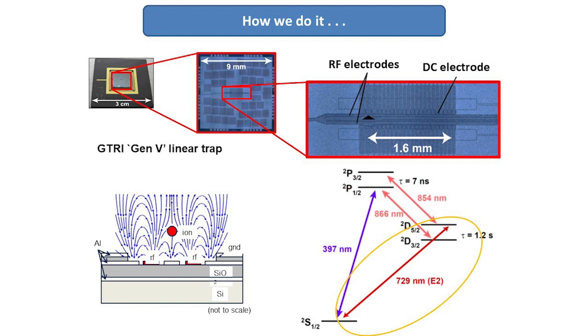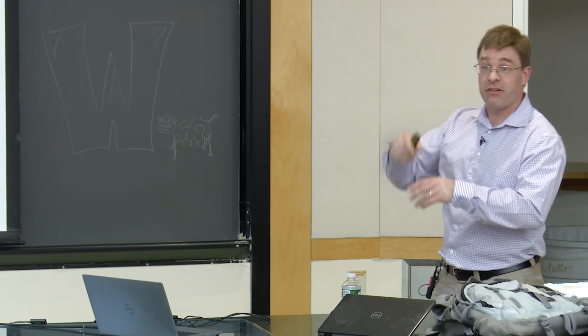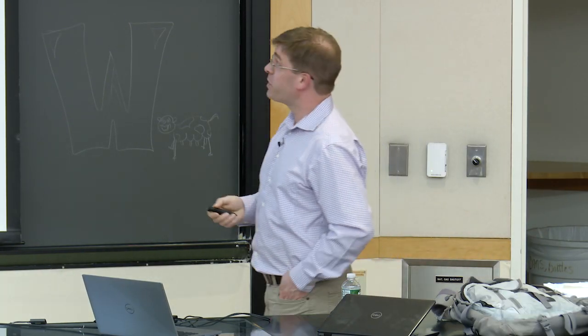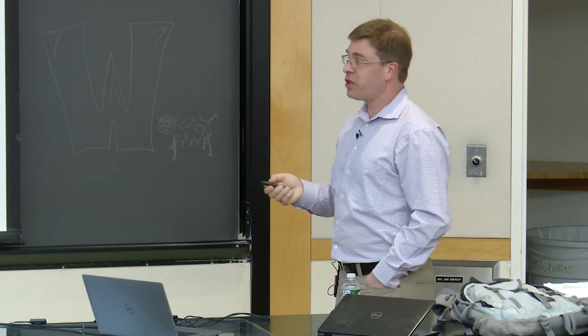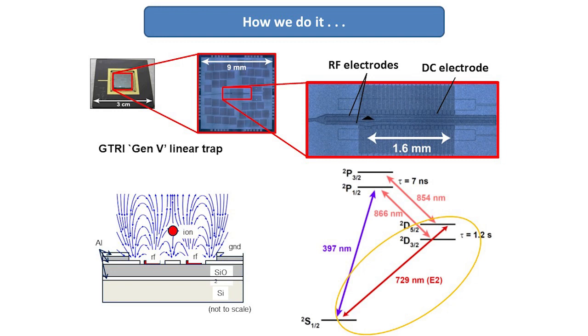Okay? We do this by trapping ions. In short, we've got a structure with a bunch of metal and insulator and things like that that gives us a bunch of electrodes that we can apply voltages to. When you apply the right voltages, you get some particular electric fields in which you can trap an ion, and then these are the particular transitions in calcium that we're going to drive to actually manipulate these things.